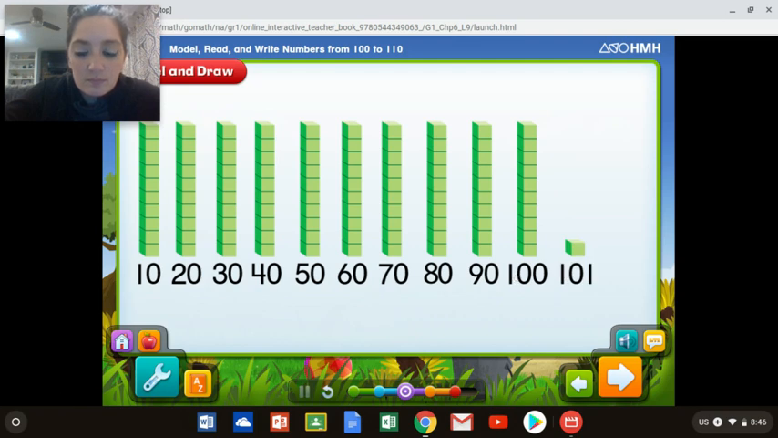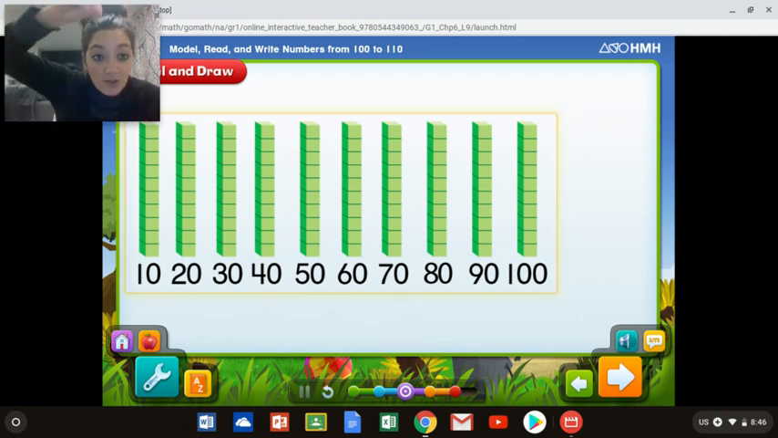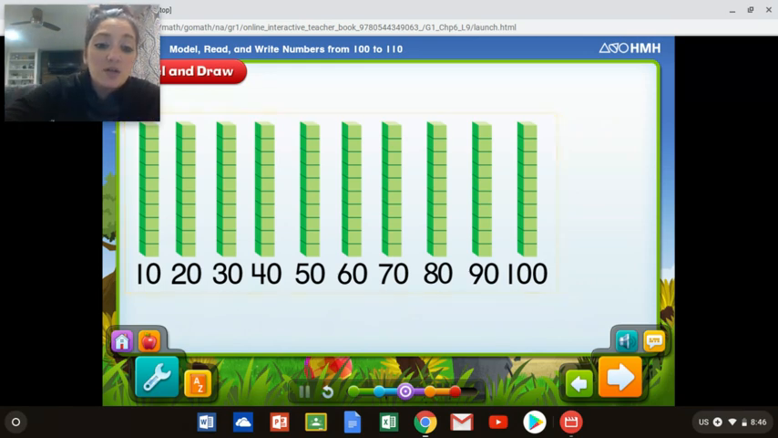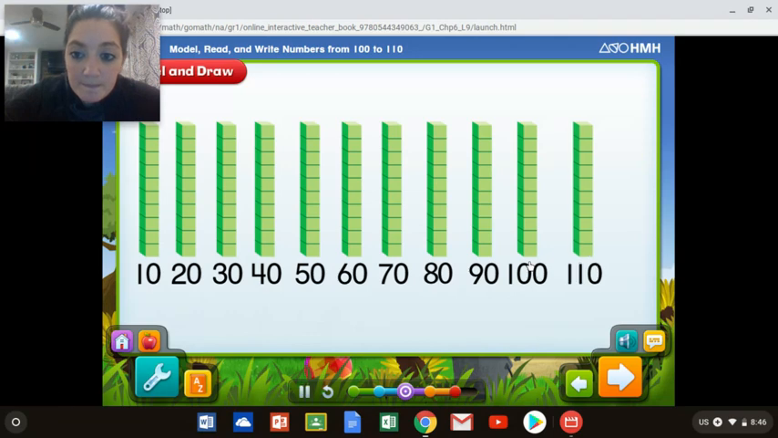101. Click to show the number that is the same as 10 tens and 10 more. 10 tens equals 100. Okay, so now we have 10 tens and 10 more. So we're going to get a whole other stick. So we could say 10, 20, 30, 40, 50, 60, 70, 80, 90, 100, and now we're getting another 10. So it'd be 110. 10 tens and 10 more equals 110.